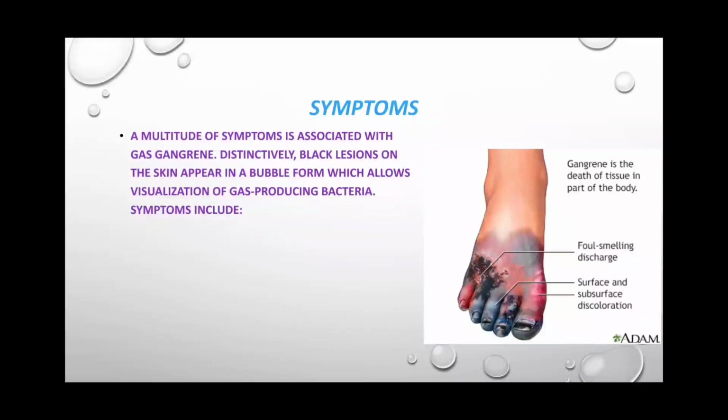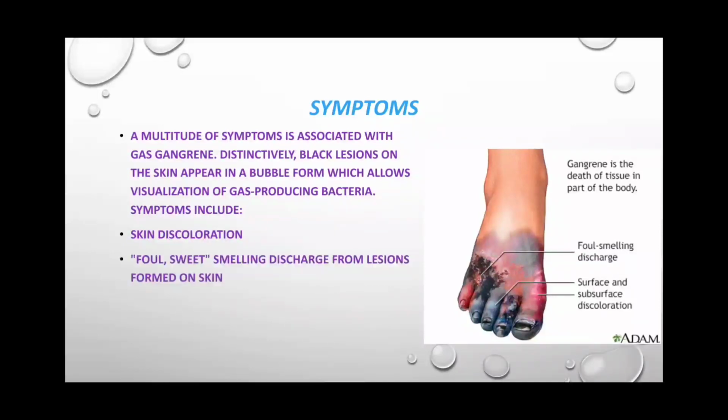It is a specific symptom of gas gangrene, and skin discoloration will be seen, along with foul, sweet-smelling discharge from the lesions formed. There will be a very bad smell because of the gas produced by this bacteria. Distinctive black bubble lesions on the skin. There will be necrosis, fever. Necrosis means permanent damage of the tissue. We can't bring these tissues back into normal condition.